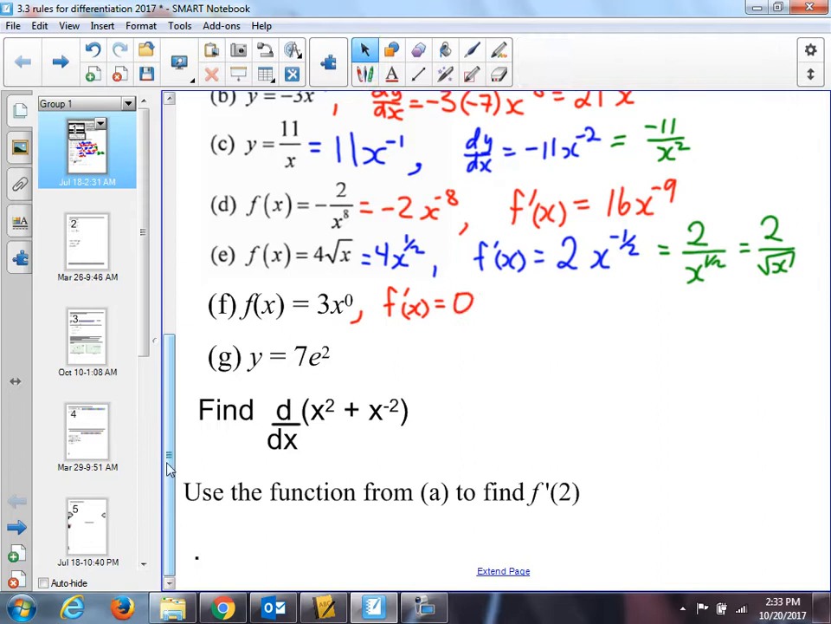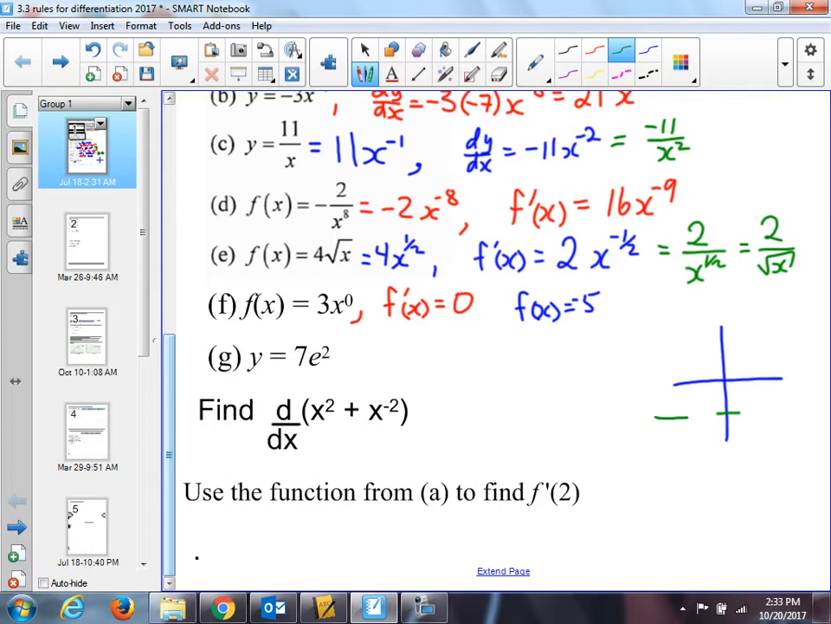Now, I wrote it 3x to the 0 this time just to be perfectly clear. But if I had f of x equals 5, 0, negative 2, I don't care what it is. I'll even make it negative 5, okay? If I graphed negative 5, it would look like a straight line. What is the slope at any point on my straight line of?